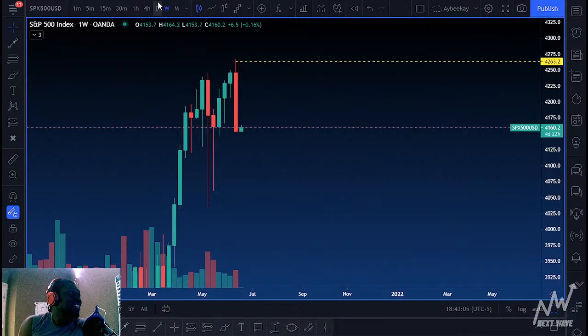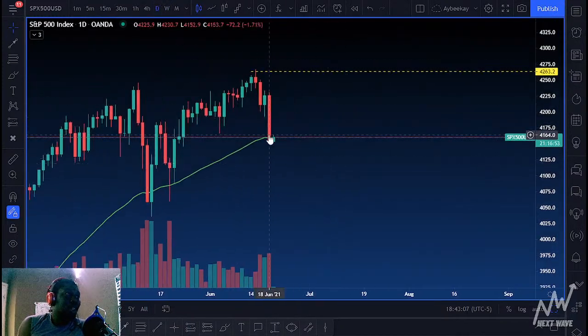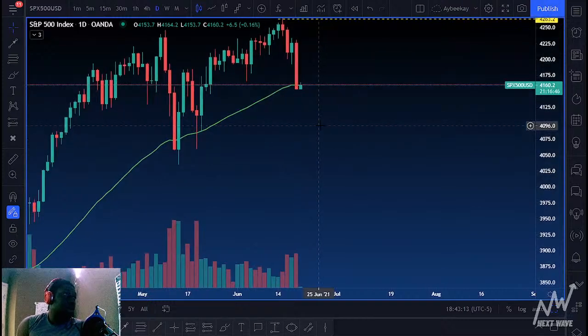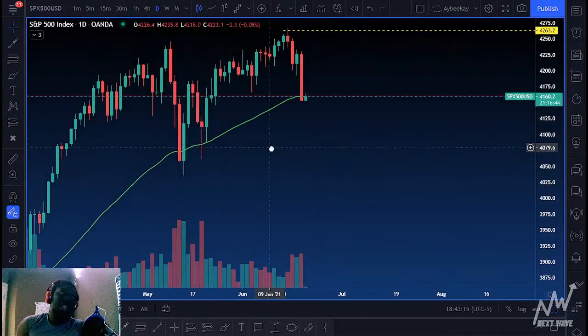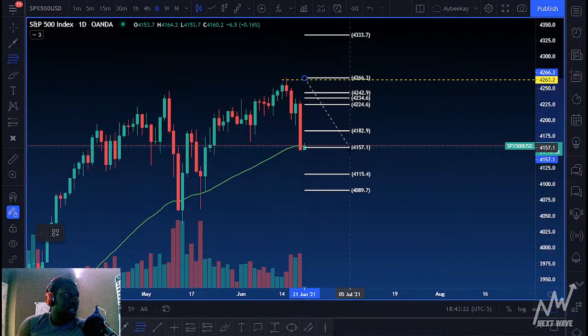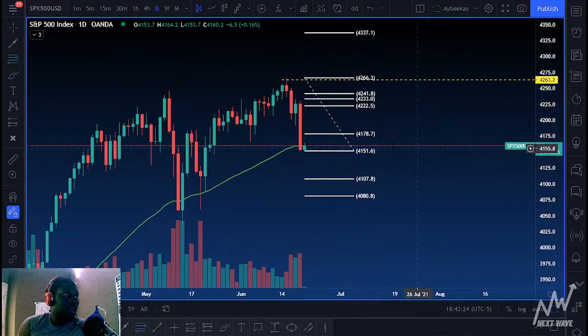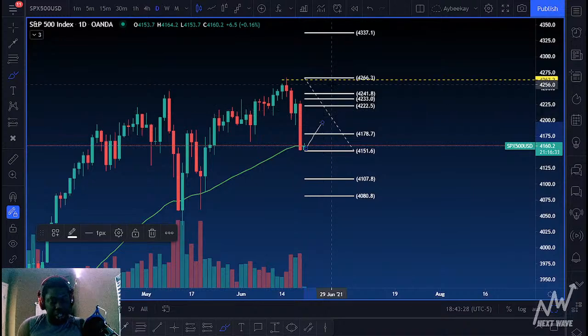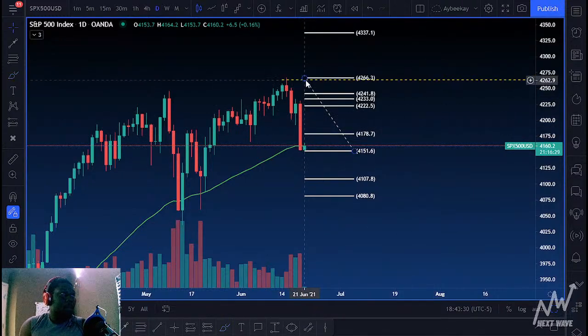So, daily time frame, I like where price is at. Price could literally just respect this right here and then keep falling. That's a huge possibility, but what I would rather see is this retracement and then a continuation.